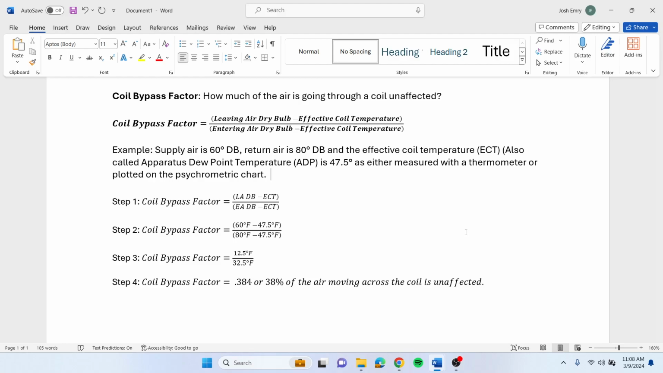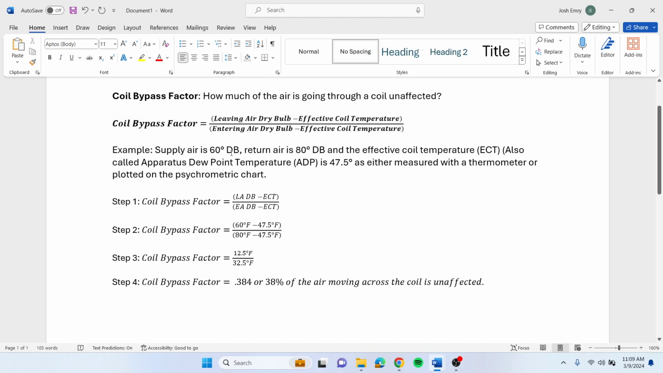If you want to know how much air is going through a coil that's being unaffected by the cooling process, then you can use this coil bypass factor equation. So you just take the leaving air dry bulb minus the effective coil temperature, divided by the entering air dry bulb minus the effective coil temperature.